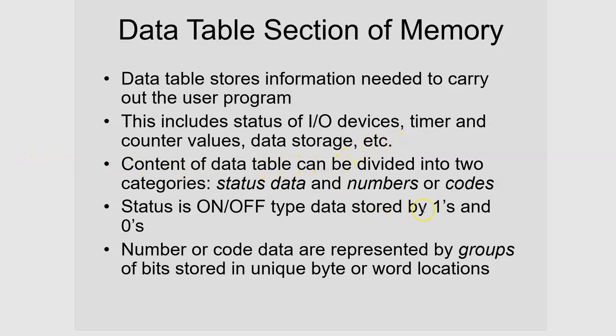But for numbers and codes, we can't use 1 bit. We've got to use bytes. And so that can represent the several things in a counter or timer. It can represent the time of a timer or the count of a counter. We'll get into the details of that. But it takes more than 1 bit to reflect timers and counters in memory. So it's not status data that we refer to when we talk about timers or counters. We refer to number, data, or codes. And remember, we talked about the difference between a number and a code.